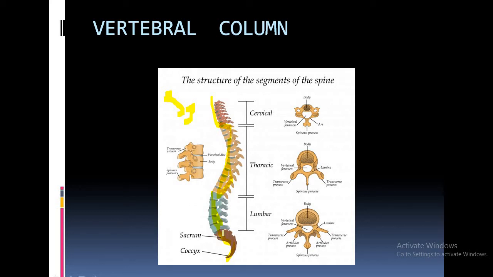So there are 7 cervical vertebrae. How many cervical vertebrae? 7. Then there are 12 thoracic vertebrae, and 5 lumbar vertebrae, 5 sacral vertebrae and 4 coccygeal vertebrae. So 7 cervical, 12 thoracic, 5 lumbar, 5 sacral, and 4 coccygeal vertebrae.